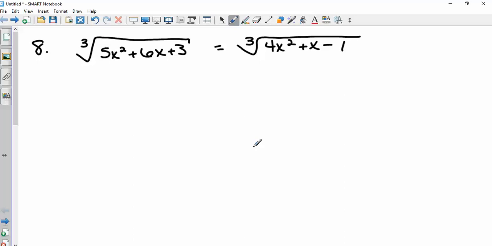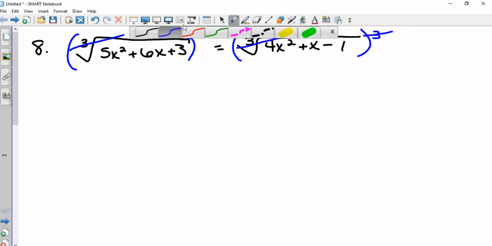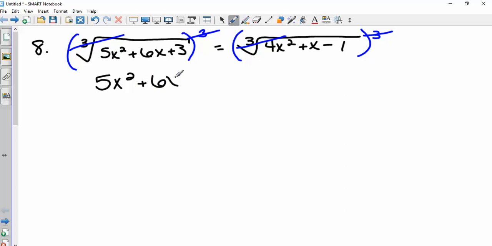Now this time I have multiple radicals, but if I'm trying to get rid of them, this is a cube root. How would you cancel a cube root? Cube it. And if you cube one side, you cube the other. Now lucky for us, everything's under the cube root, so both of those cancel, and we're just left with 5x squared plus 6x plus 3 equals 4x squared plus x minus 1.